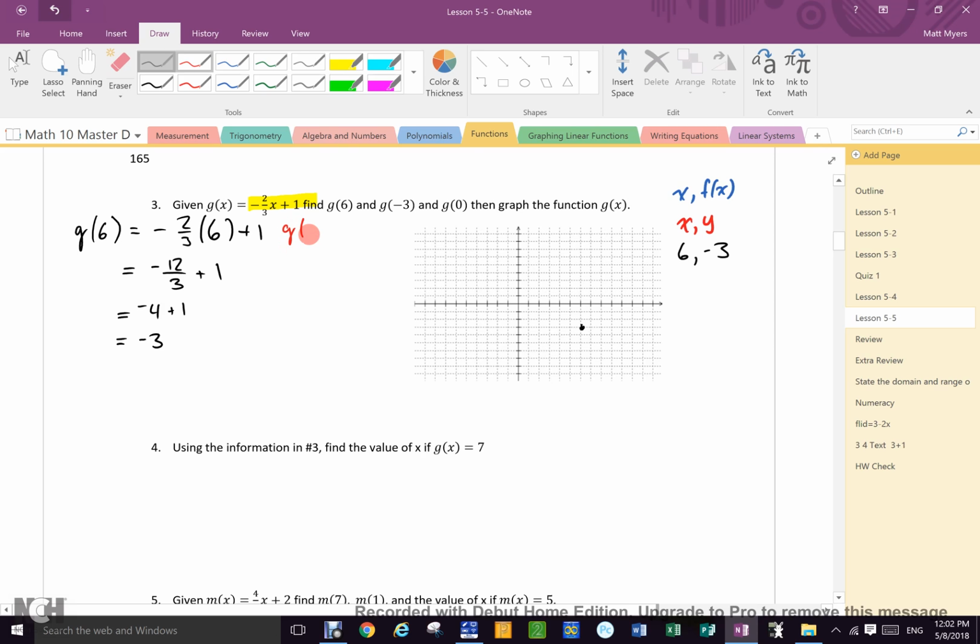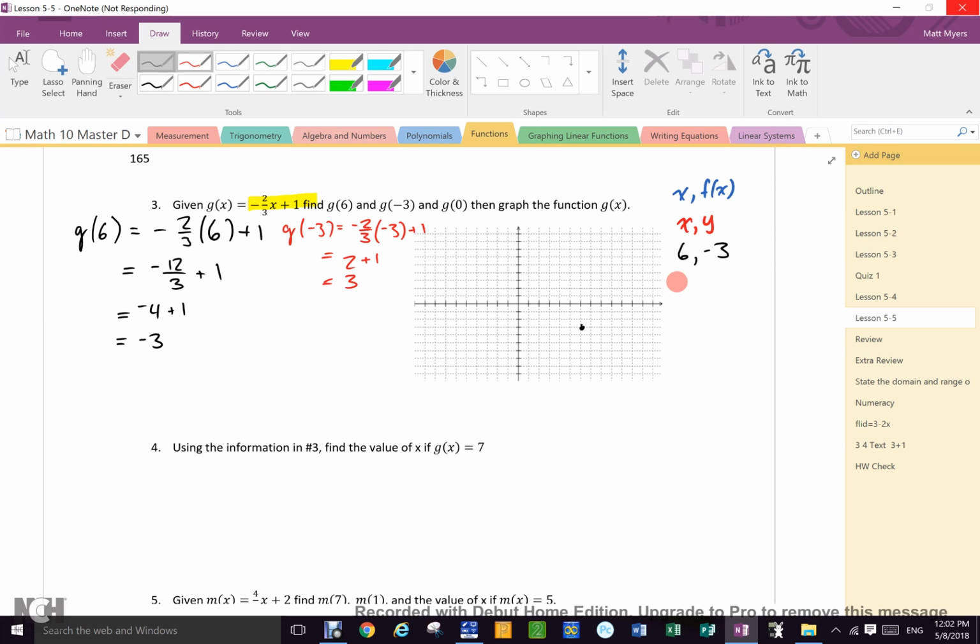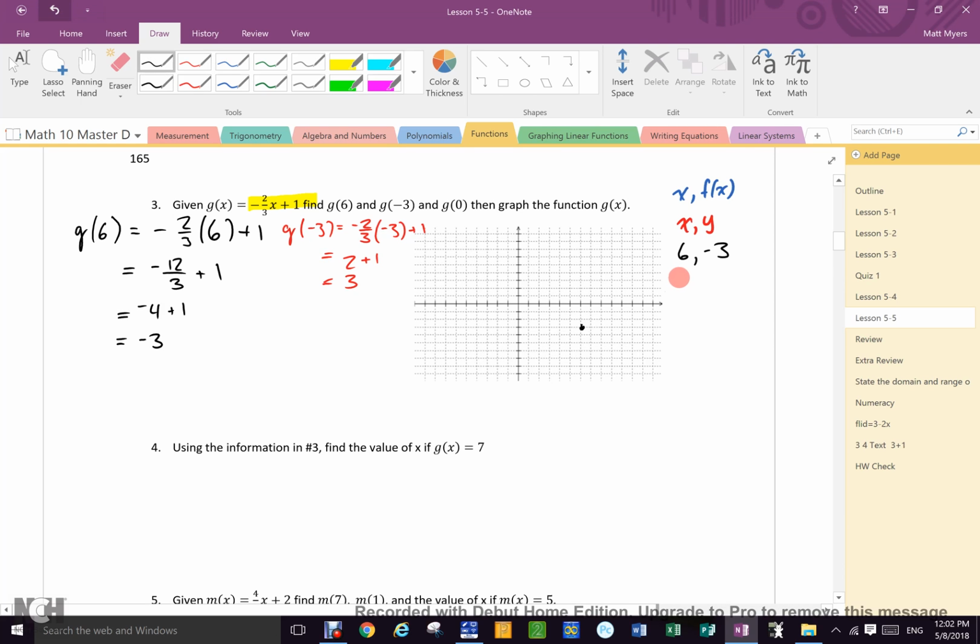The g of what? Negative 3, which means negative 2 thirds times what? Negative 3 plus 1. Two negatives make what? Positive, and what happens to the 3's? Cancel out. So I have 2 plus 1. What is that? 3. What's the ordered pair? Negative 3, 3. Put it on the graph. When you're done doing that, work with 0.